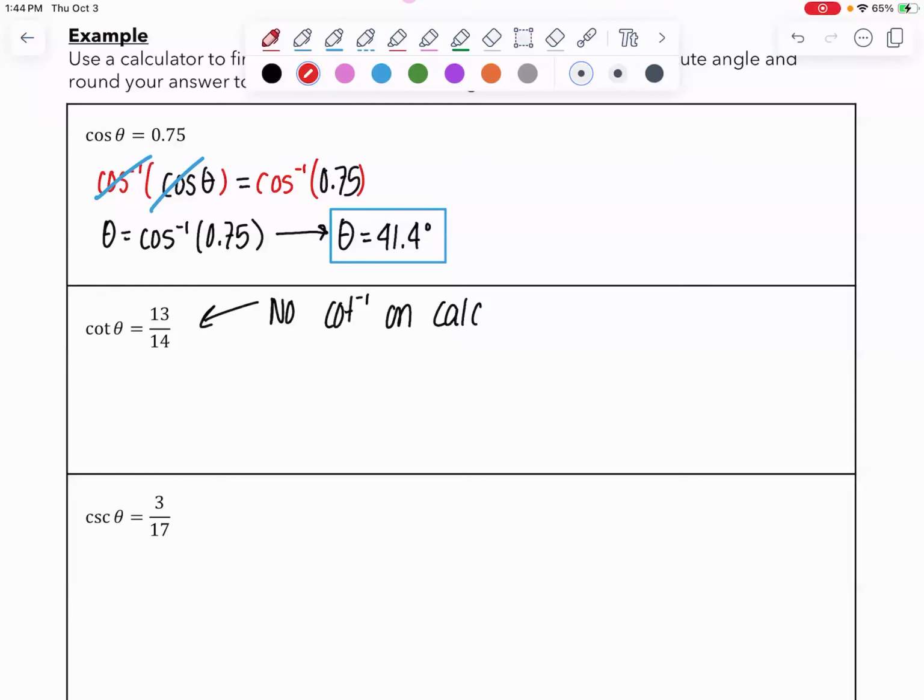All we have to do is think about cotan's soulmate. Cotan's soulmate is tangent, so tangent is just the flipsy-flu. So instead of 13 over 14, it's 14 over 13, just the flipsy-flu. And we do have a tan inverse button, so we're good. So tan inverse on both sides.